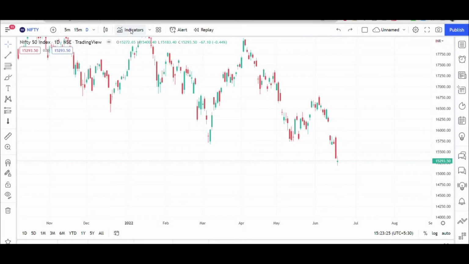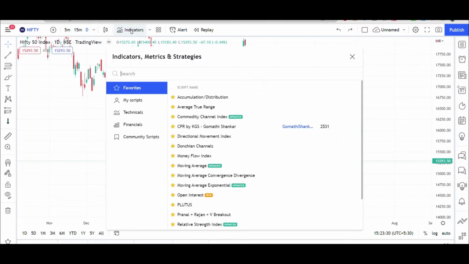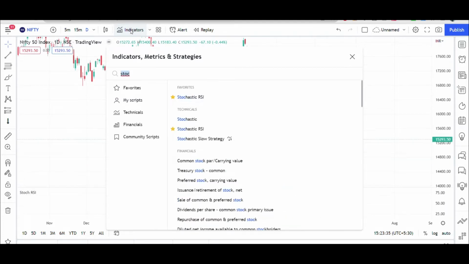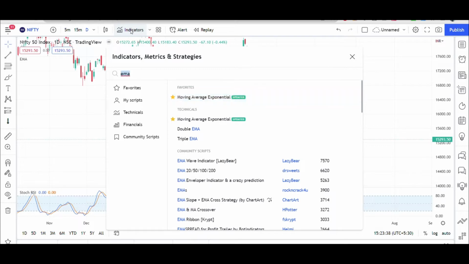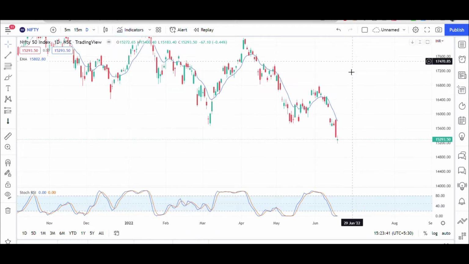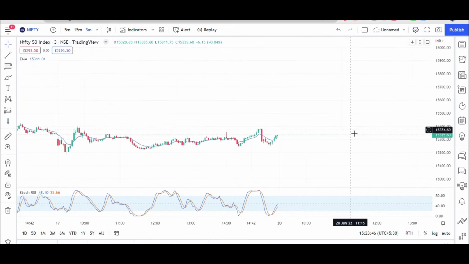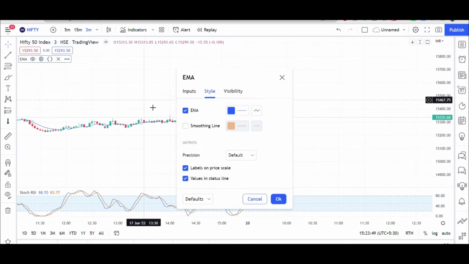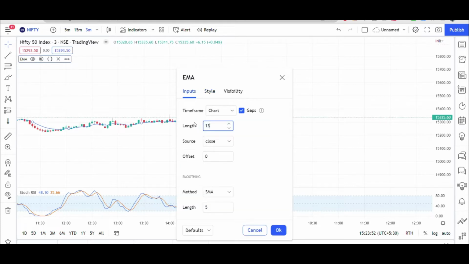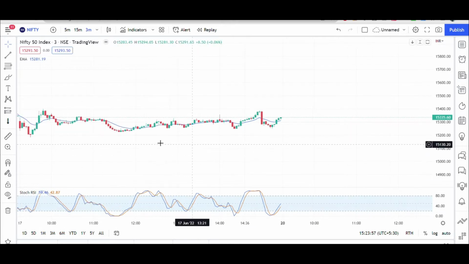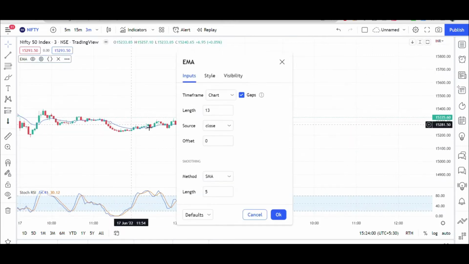So first you have to save the template so that you don't have to enter your indicators every time. The first indicator that we are using is stochastic RSI, and then we are using exponential moving average. Once you are done with this, you turn the chart to 3 minute, and change exponential moving average to 13. Your stochastic RSI setting will be the same, but you have to change EMA to 13 EMA. This is exponential moving average.